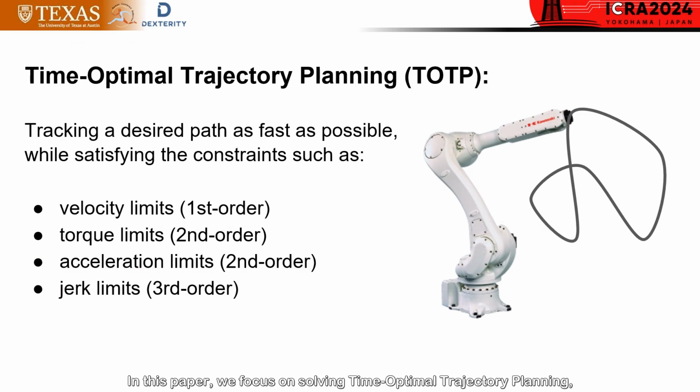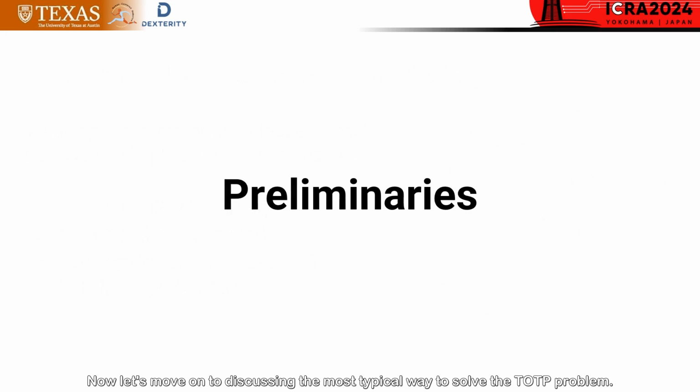In this paper, we focus on solving time-optimal trajectory planning, which is the problem of creating trajectories along a desired path that are as fast as possible, while satisfying the constraints such as velocity, torque, acceleration, and even jerk limits. Now let's move on to discussing the most typical way to solve the TOTP problem.